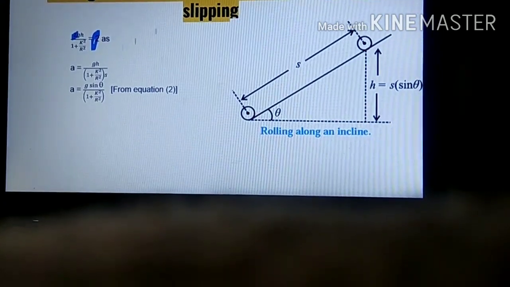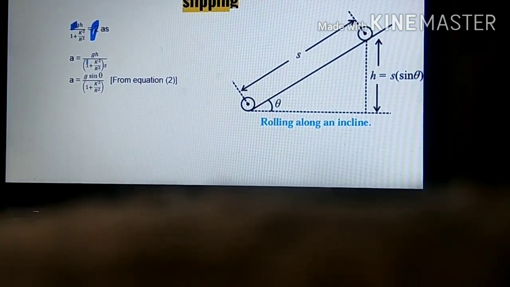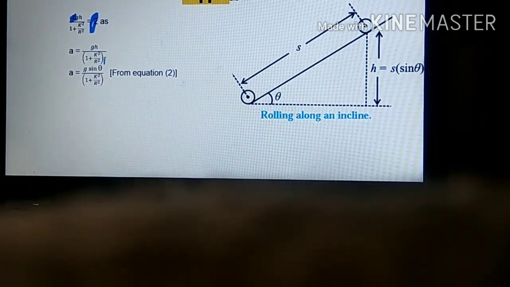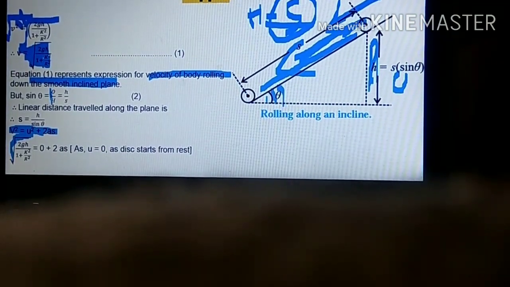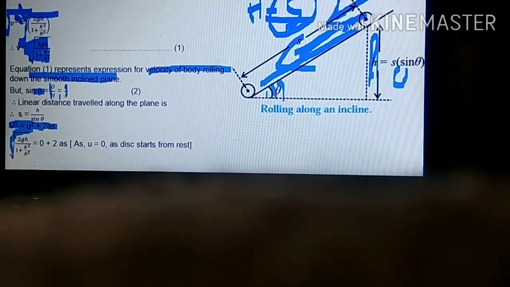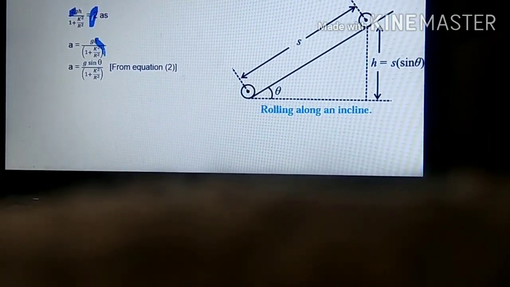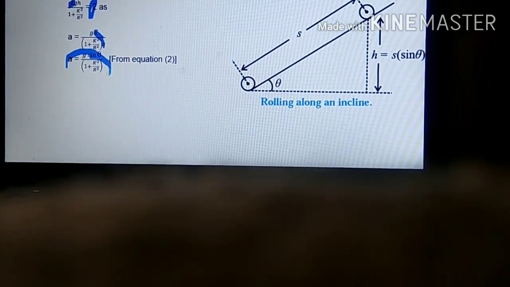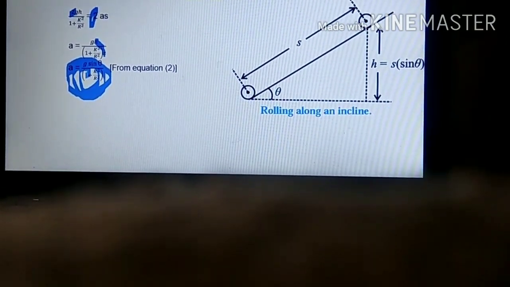So over here what we'll be writing? a is equals to, and s will be taken in the denominator. So acceleration is this one, gh upon 1 plus k square upon r square s. But from the previous slide में क्या मिला था? h upon s can be written as sin theta. h upon s के जगह यहाँ पे sin theta आ गया. So we have got this, which is denoting our acceleration.